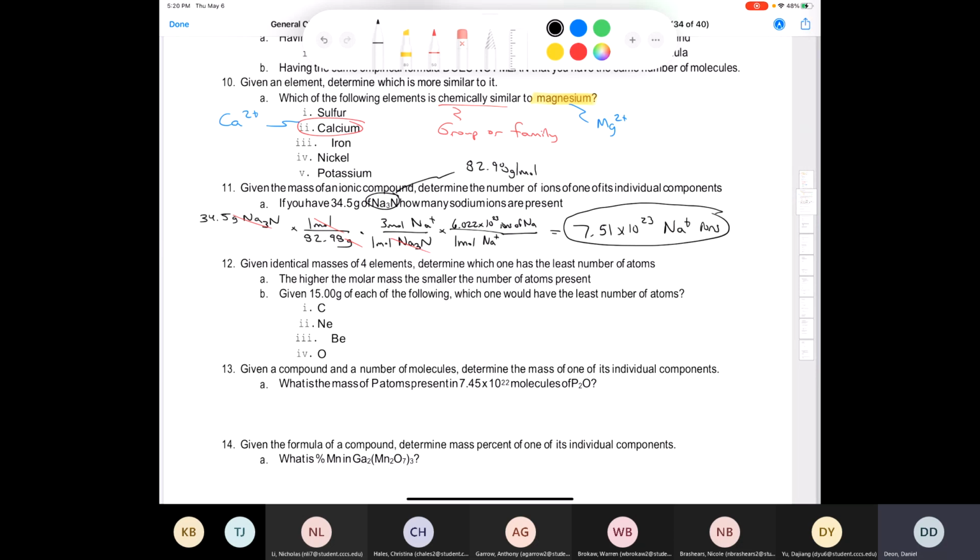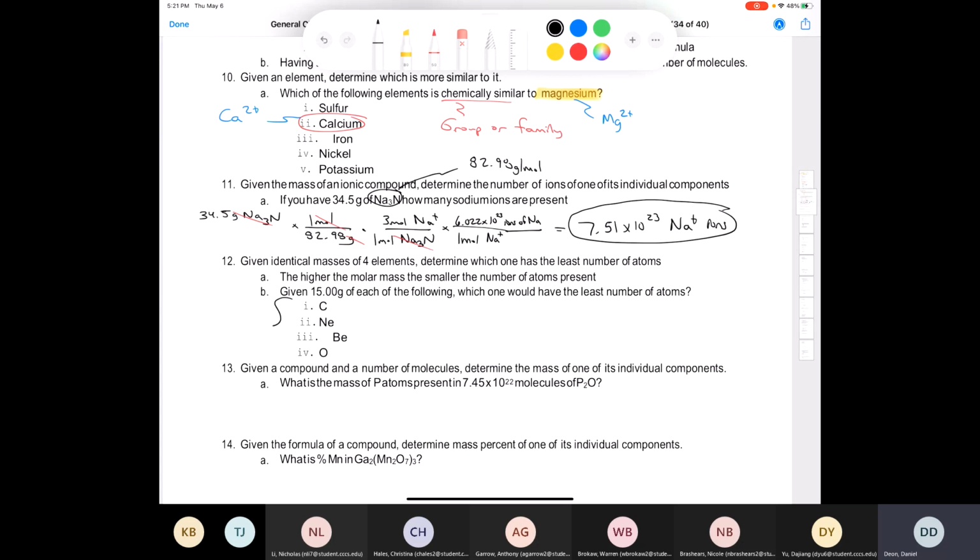Okay, number 12. Given identical masses of 4 elements, determine which one has the least number of atoms. The higher the molar mass, the smaller the number of atoms present. Given 15 grams of each of the following, which one would have the least number of atoms? Let's say you have 15 grams of carbon, 15 grams of neon, 15 grams of beryllium, and 15 grams of oxygen.